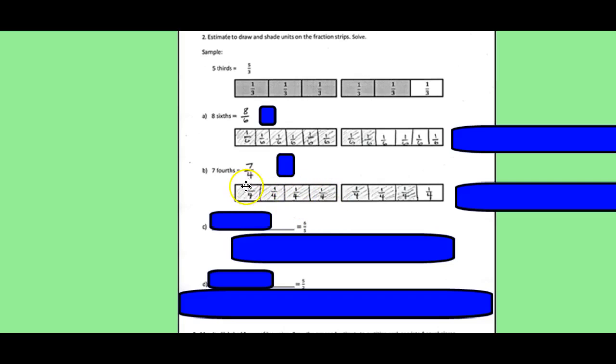So the first rectangle, all 4 parts are shaded. And on the second rectangle, you should have shaded 3 parts because we know that when we have 4 and 3 together, that makes 7. And that's where we get 7/4 from.